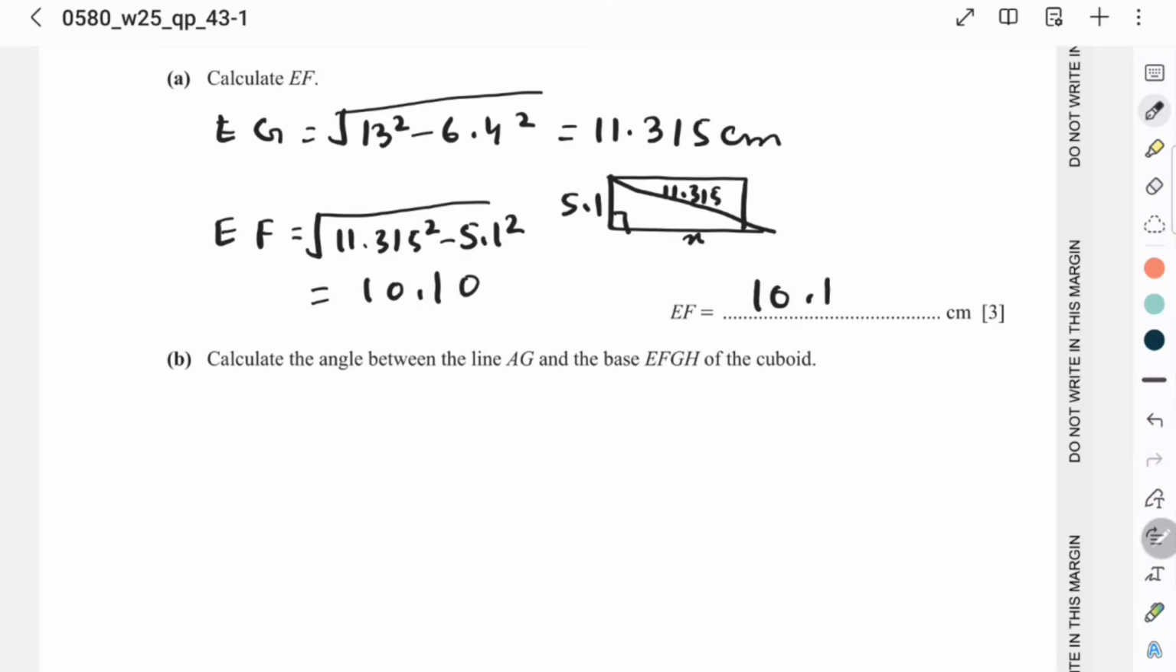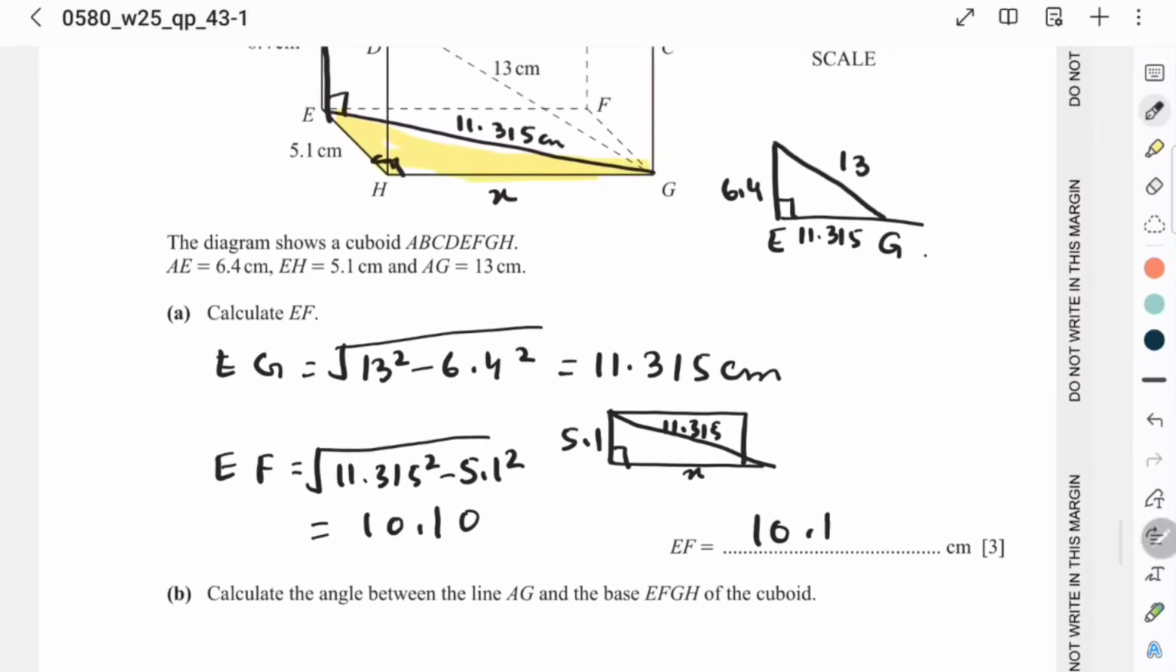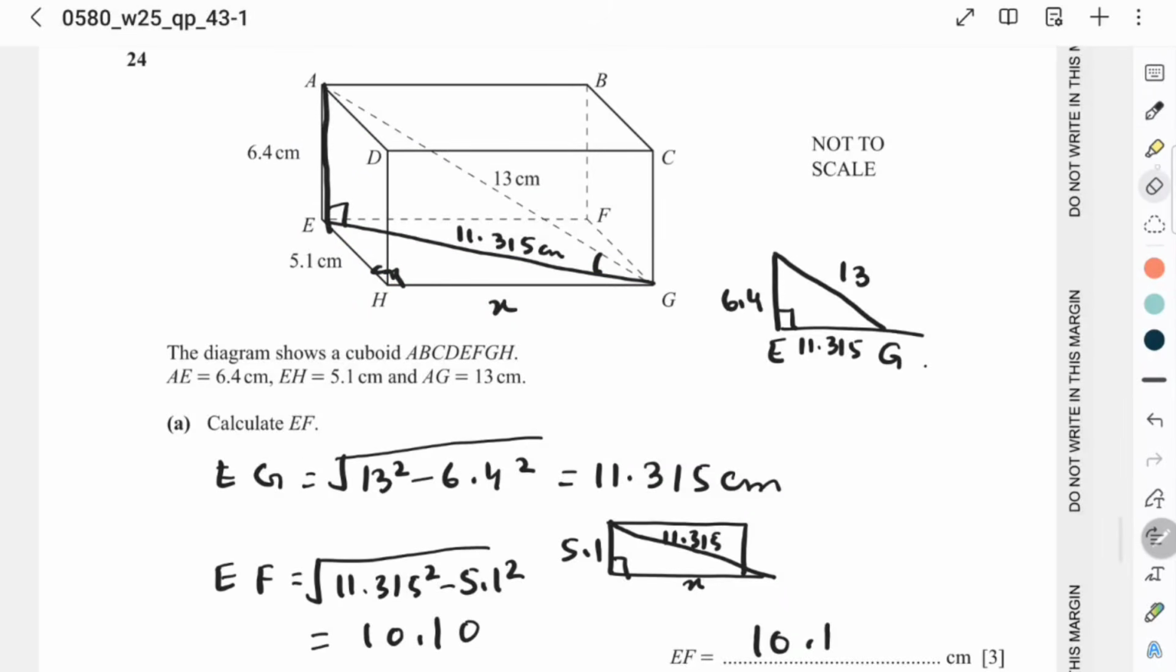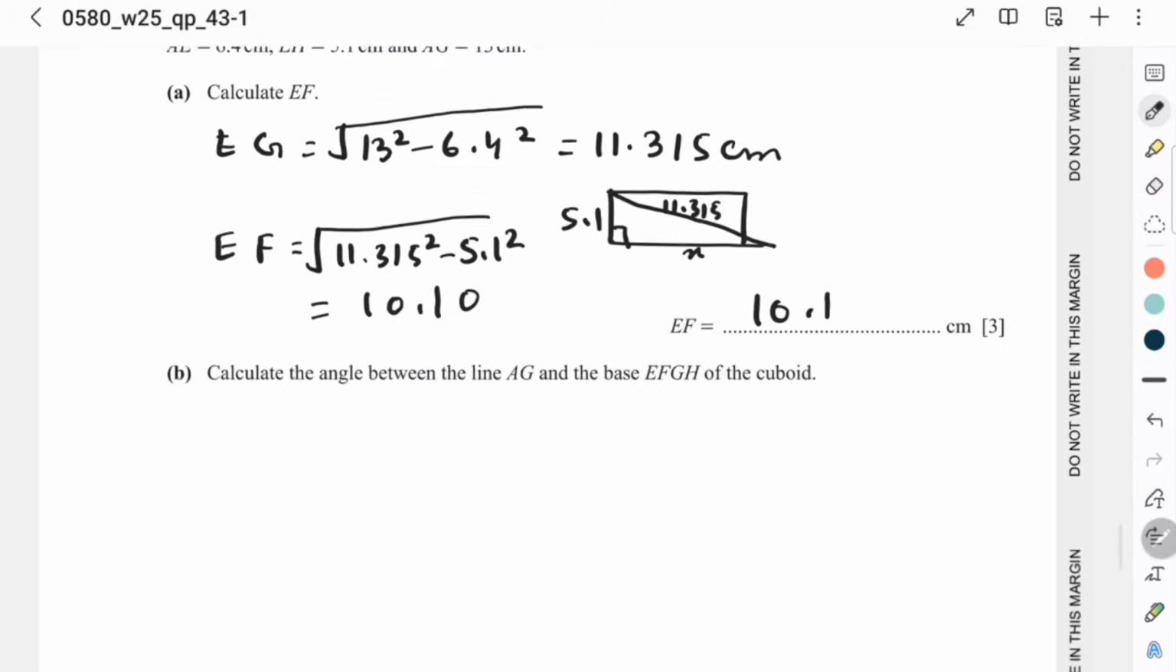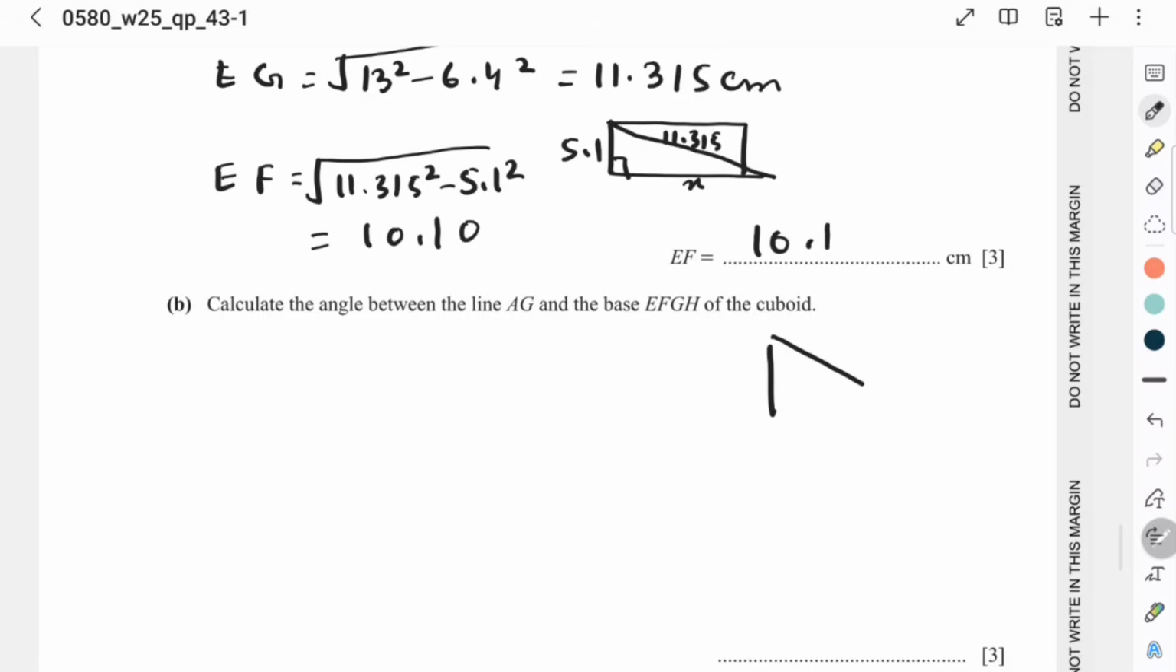You can write that down. Part B: the angle between EG and the base EFGH. Angle between the base and EFGH. So you just take this triangle and you have to find the angle. Now I'm drawing the diagram here. It is 6.4 and it is 13. With the help of it, we can find our answer. This is 13, 6.4 and the angle.